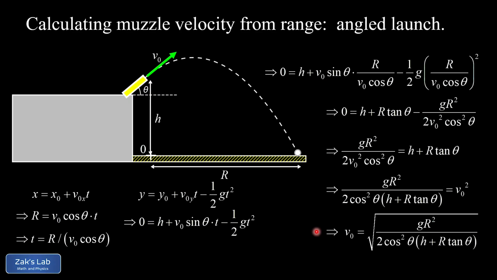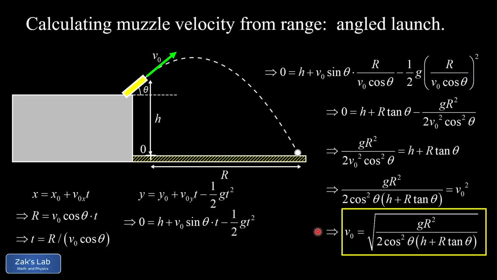It turns out to be the square root of g r squared over 2 cosine squared theta times the quantity h plus r tangent theta. So now we know how the muzzle velocity depends not only on the range, but also on the launch angle of the projectile launcher.